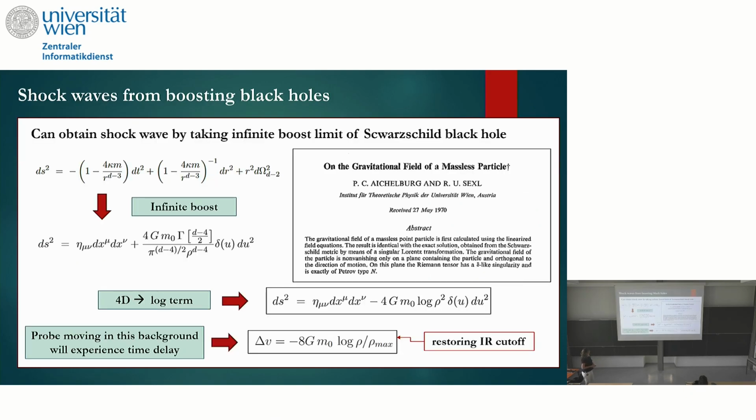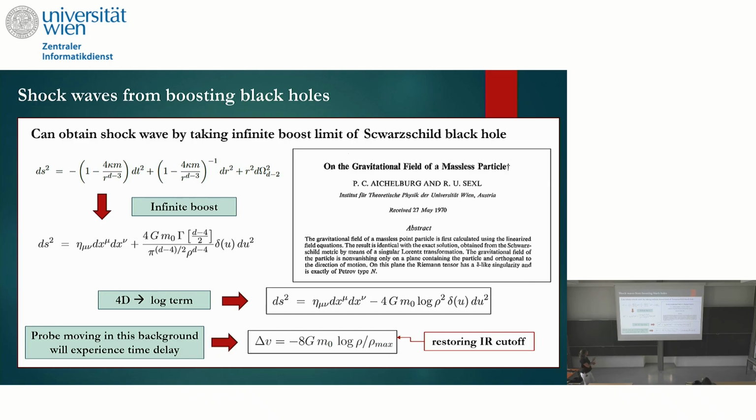Okay, so many of you have probably seen this paper from long ago. This is a beautiful paper where Hotta and Tanaka, or rather Aichelburg and Sexl, showed that if you take a Schwarzschild black hole and you take the infinite boost limit, you recover this gravitational shock wave. So one way to obtain a gravitational shock wave is to take a black hole and boost it. In this original paper, they just looked at Schwarzschild.